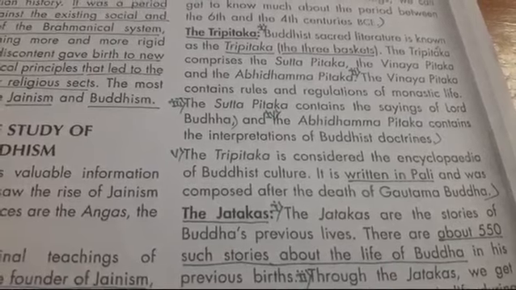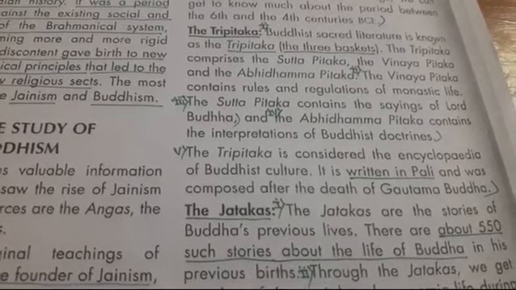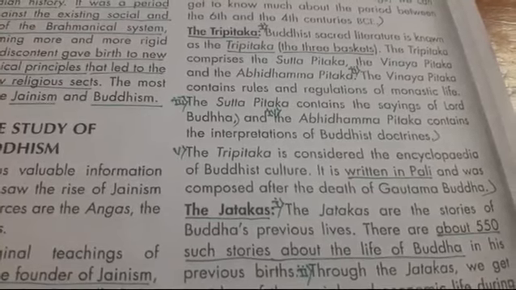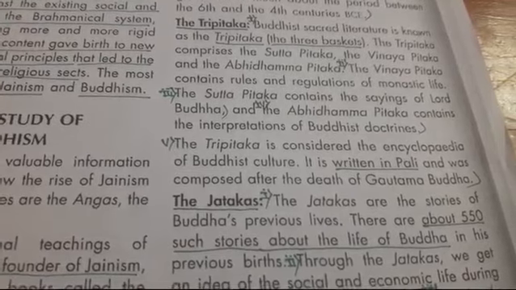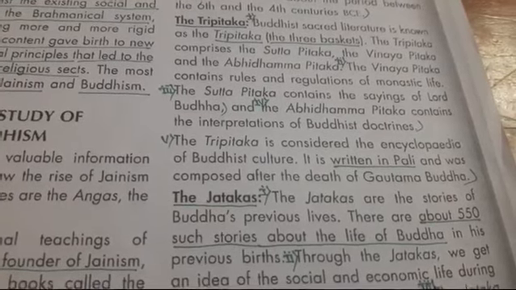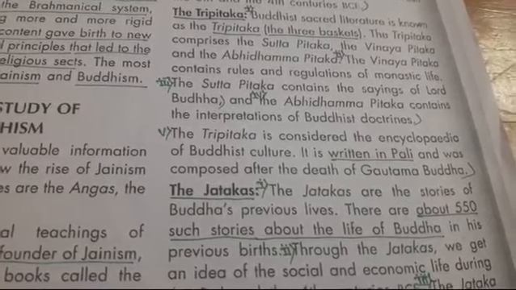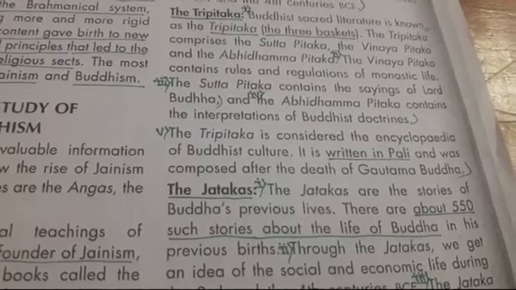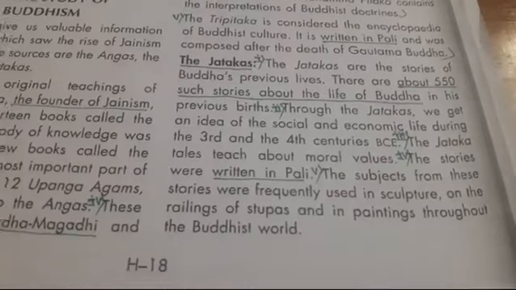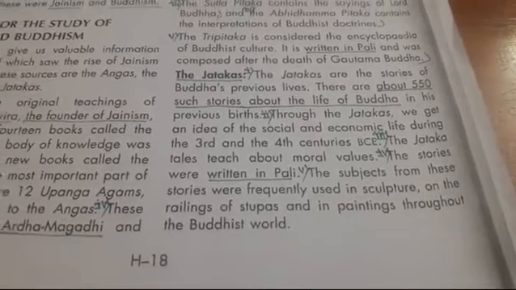Point number 3. The Sutta Pitaka contains the sayings of Lord Buddha. And point number 4, the Abhidhamma Pitaka contains the interpretation of Buddhist doctrines. The last point, point number 5, the Tripitaka is considered the encyclopedia of Buddhist culture. It is written in Pali, and remember students, it means the Tripitaka was composed after the death of Lord Gautam Buddha.